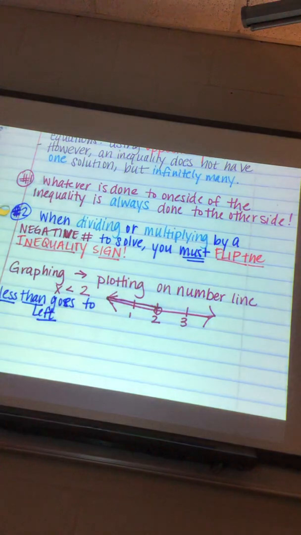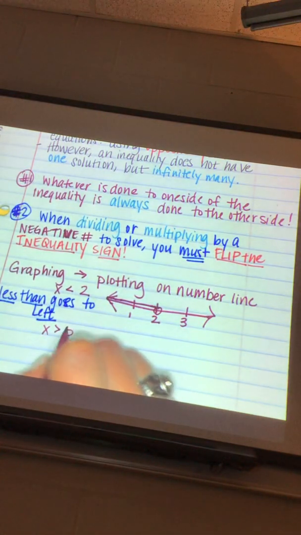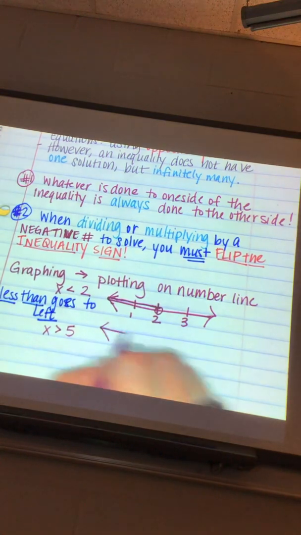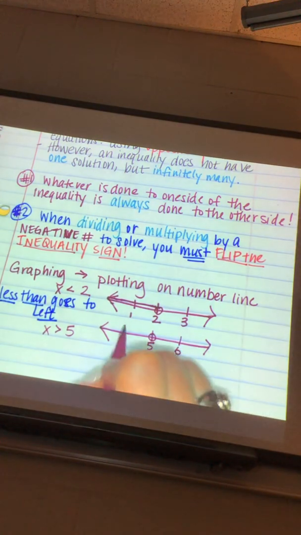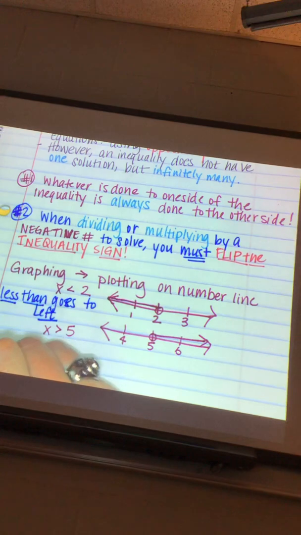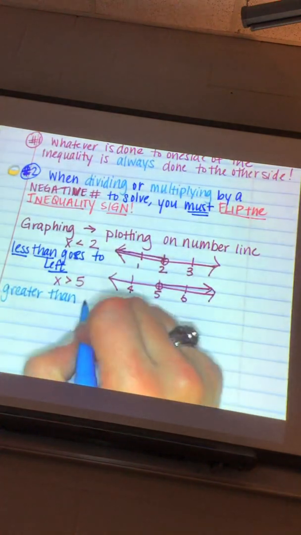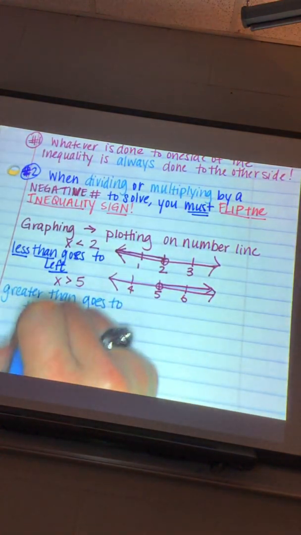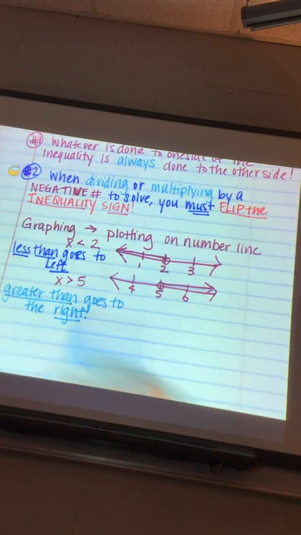And on the other side of that, if your inequality is x is greater than 5, here's how you could plot that. It's going to go to the right. It's going to cover every number greater than 5. So greater than goes to the right. Okay? Greater than goes to the right. Less than goes to the left.